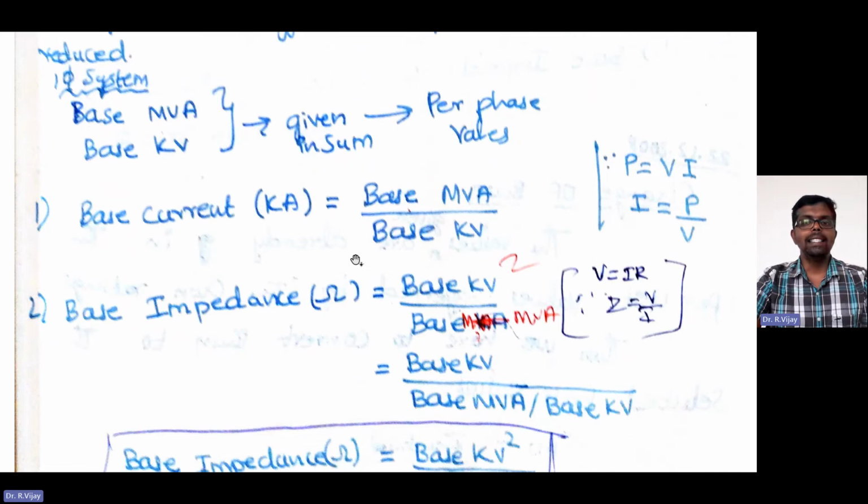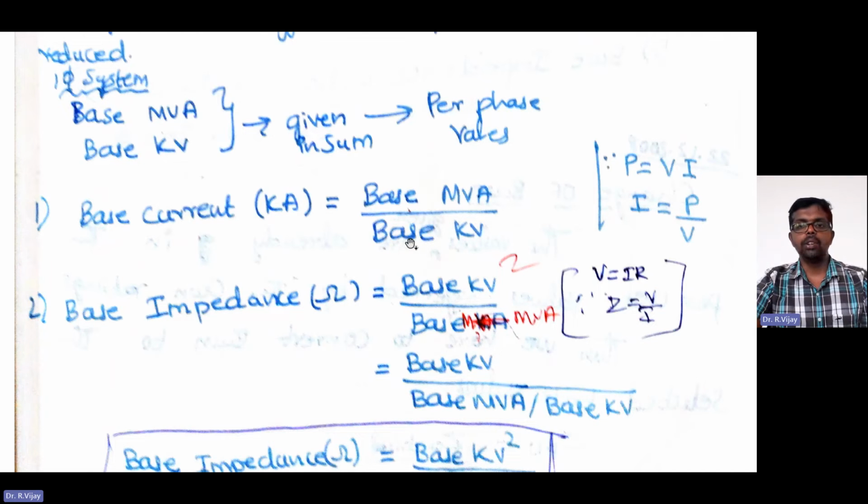How to calculate the base impedance? This is also from the basic relation. V is equal to IR, then V is equal to I into Z, so Z is equal to V by I. So base impedance in ohms is equal to V by I, that is base kilovolt divided by base kiloamperes. You need to convert the kiloamperes in terms of this. Already we have seen.